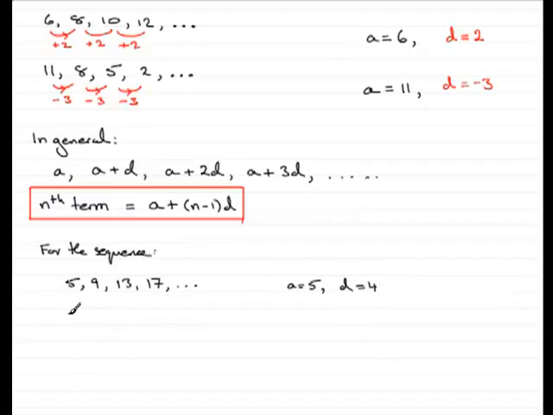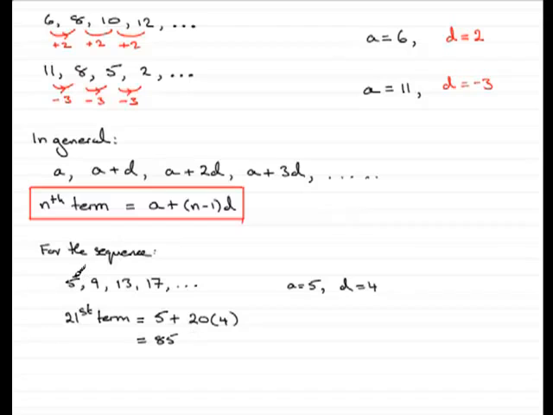So for instance, if I wanted to find the 21st term in this particular sequence, then I need to set n equal to 21. So we have, according to the formula, a, which would be 5, plus n minus 1, so if n is 21, we're going to have 20 multiplied by the common difference, which is 4. And if you work that out, we've got 85. So the 21st term then, in this sequence, if we were to continue it on, would be 85.